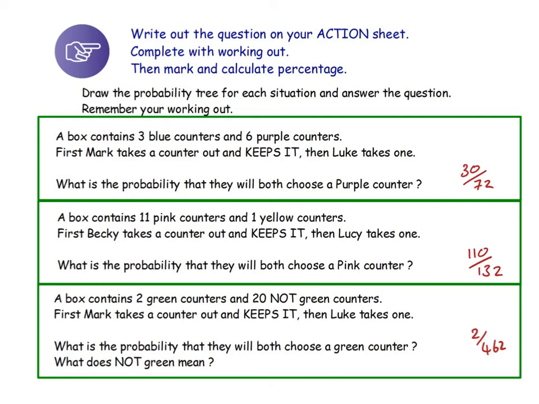So the answers to the questions are now on the screen. So please mark your work. Remember, you can have equivalent fractions because with probability you don't have to cancel down, because there are different ways you can express your probability answer. So complete your action sheet, and then this task is complete. Well done.